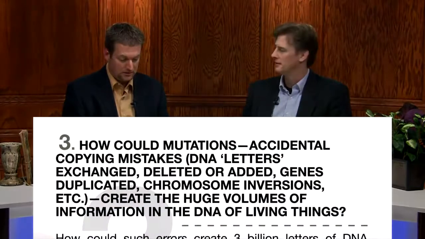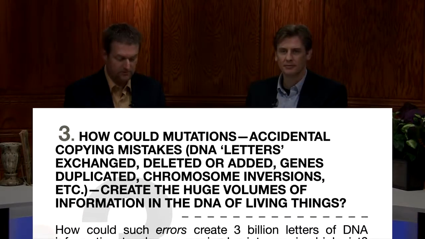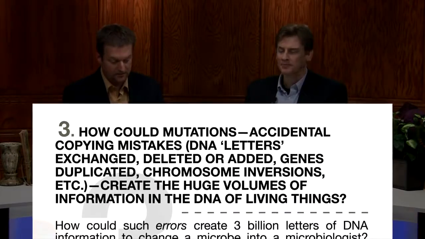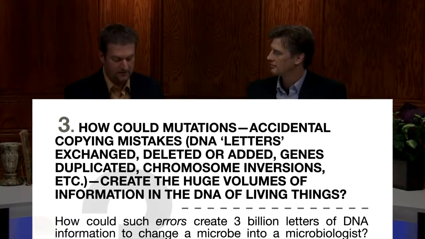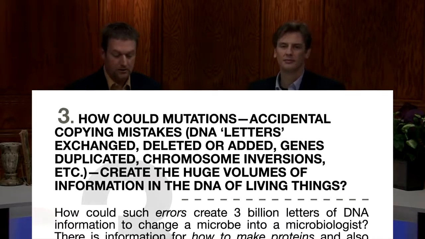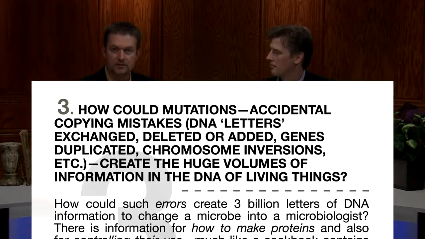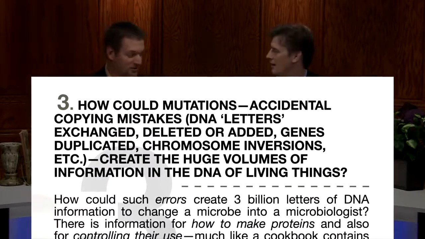Welcome to Genesis Unleashed. On this program, we're going to look at, once again, the Question Evolution Flyer, and we're on question number 3. So I'm just going to read it out of the flyer here. How could mutations, accidental copying mistakes, in brackets, DNA letters exchanged, deleted, or added, genes duplicated, chromosome inversions, etc., create the huge volumes of information in the DNA of living things? That is question number 3.